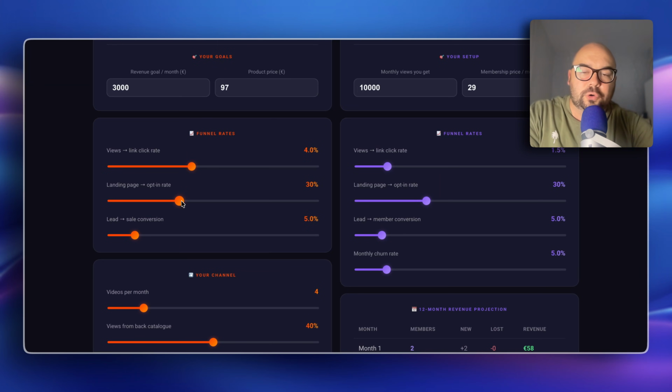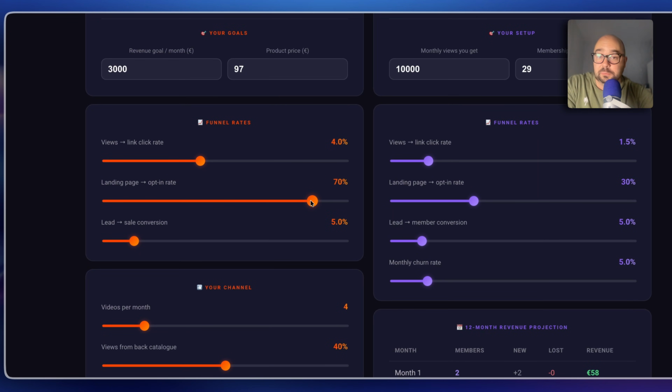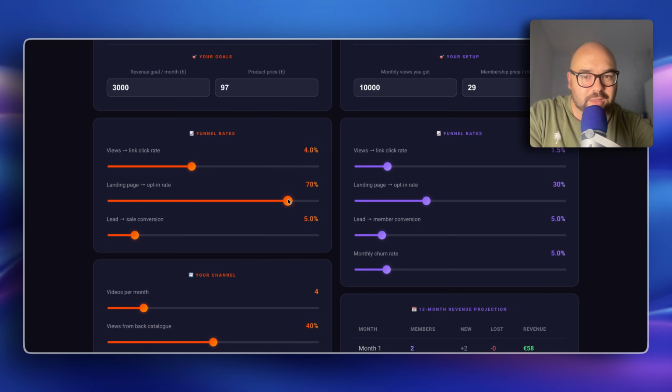And now the conversion of these landing pages is very varied. It depends on how good of a marketer you are. But I have on that spoken Lithuanian achieved 70%, which is again a little bit unheard of. It's rare, but it has happened.